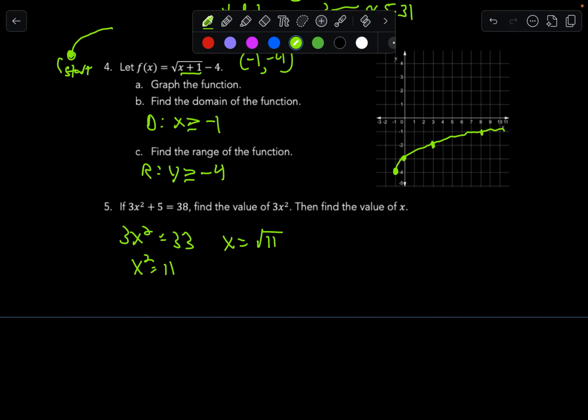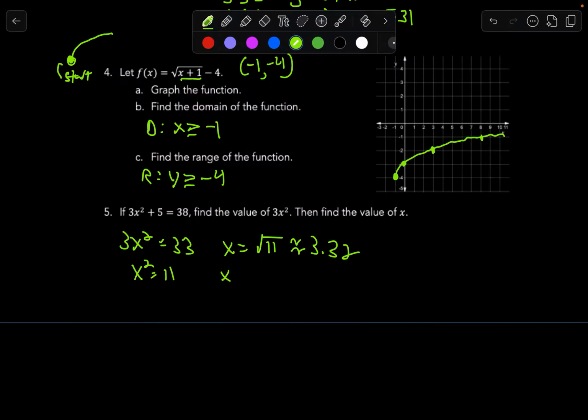And that, if you use a calculator, is 3.32. Something that you should be aware of is that it's not just a positive value. You're going to find out, much to your chagrin, that it can also be a negative. Because think about this: if you square negative square root of 11, you will get 11 out again. Negative square root of 11 times negative square root of 11 is a positive square root of 11 squared, which is 11. So it's also negative 3.32.